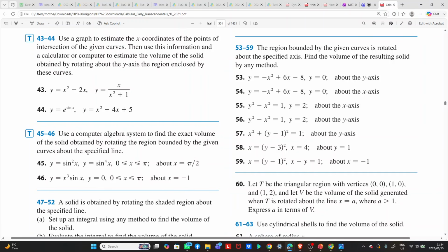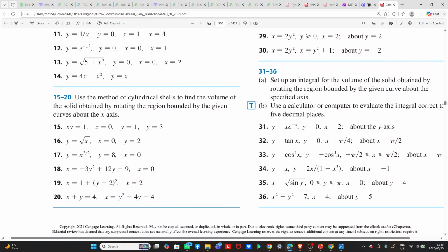The other interesting ones are these ones. Why are they interesting? Because now they say the region bounded by the given curves is rotated about a specific axis, then find the volume of the resulting solid by any method. So after you have mastered everything, come to do these exercises. Be able to comprehend: if I have this, can I apply this method? Can I apply the washer method? Can I apply cylindrical shells? You'll know why you do that. Then, yeah, it's easy stuff. So don't go there without doing problems 53 to 59.